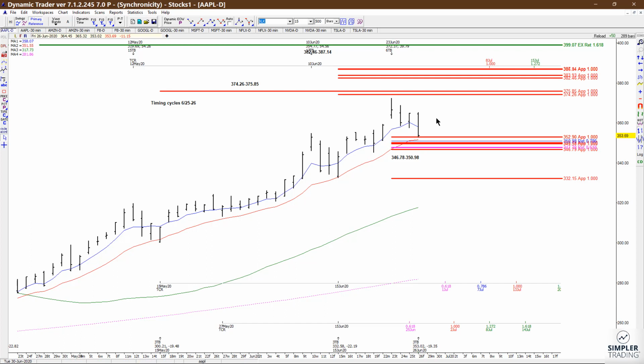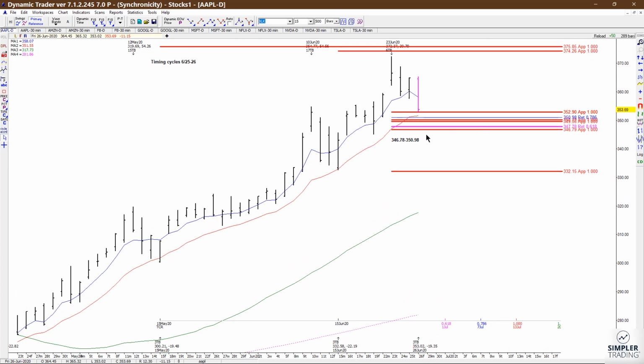Now, the more aggressive swing trade trigger would be the 15-minute chart. At least wait for that. And that's, again, if we do hold above one of these areas. The larger zone is 346.78 to 350.98, and then we do have one single decision right here, right now at 352.90. Again, it is a setup, but it has not yet triggered an entry.